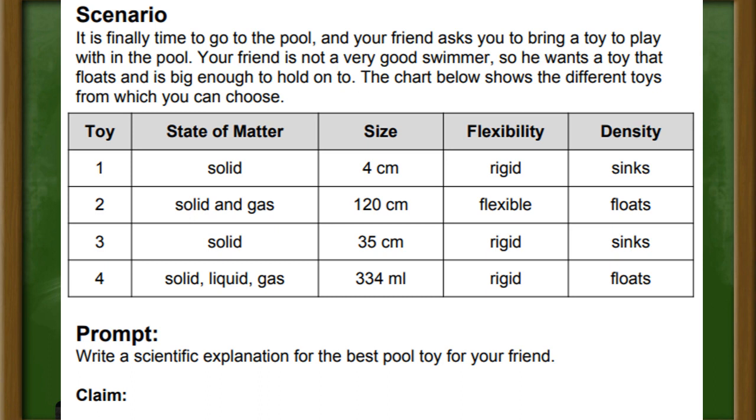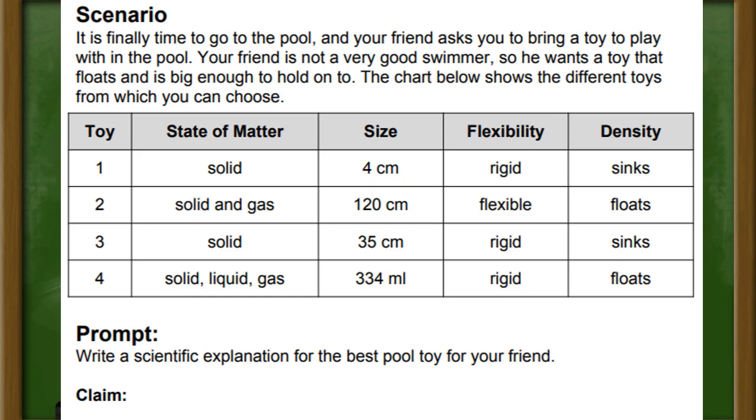Let's work on our claim, evidence, and reasoning activity. You should either have the printout for this activity or be logged into your laptops to follow along with me as we start the claim part of this activity together. Let's first read the scenario. Read along and follow with me. It is finally time to go to the pool, and your friends ask you to bring a toy to play with in the pool. Your friend is not a very good swimmer, so he wants a toy that floats and is big enough to hold on to. The chart below shows the different toys from which you can choose.